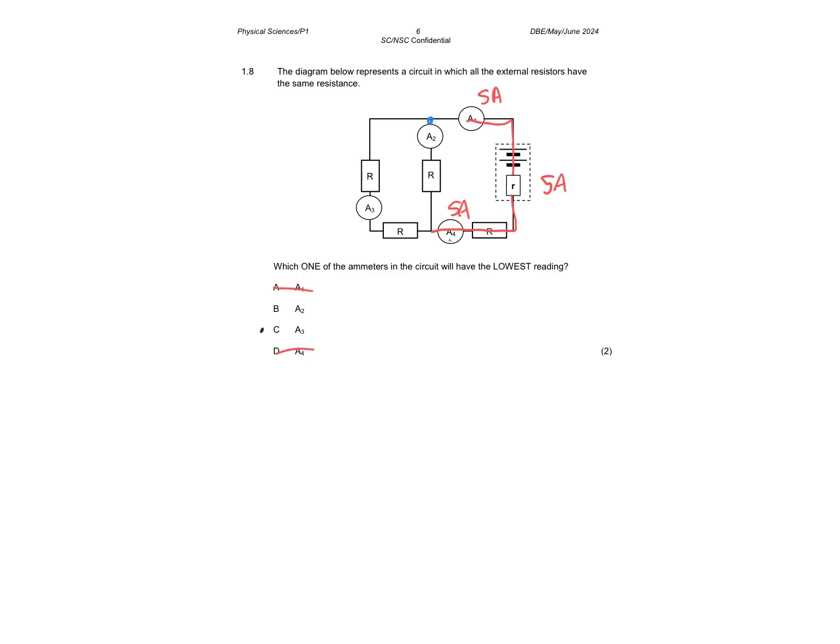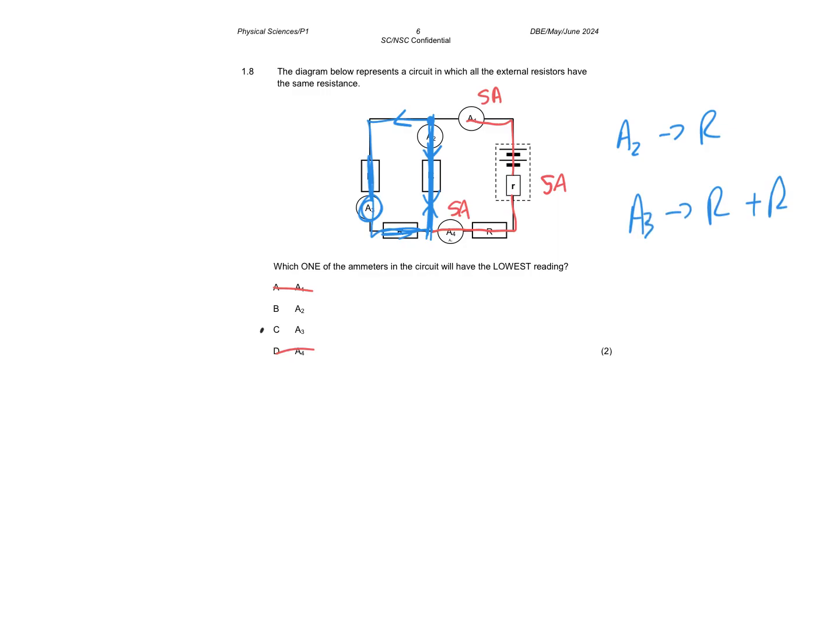When it gets to this point here, it can either go that way or that way. So basically we're now guessing between A2 and A3. And the current that goes through A2, whichever way you want the current to go, A2's current goes through R. A3's current, however, goes through R and another R. So A3's current goes through 2 R's.